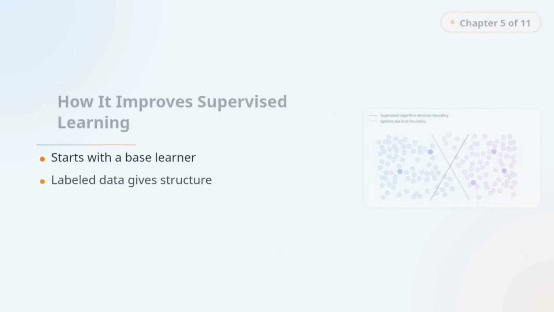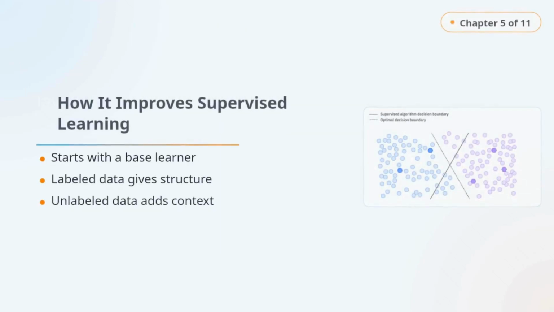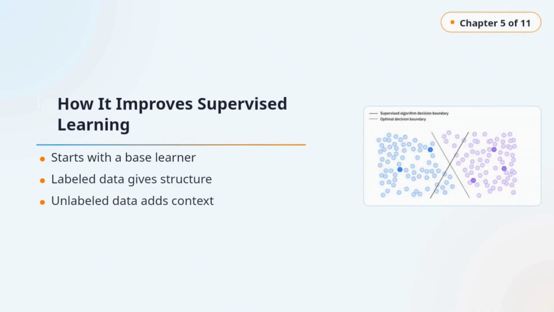In semi-supervised learning, a supervised algorithm often acts as the base learner. The labeled examples tell the model what classes exist and give it a reliable starting point. Then the unlabeled data adds extra structure and context, helping the model understand how samples are distributed. This can lead to a better decision boundary and stronger generalization.